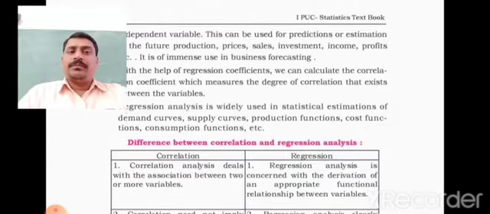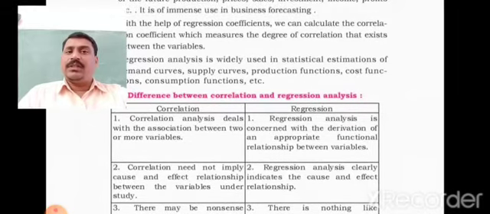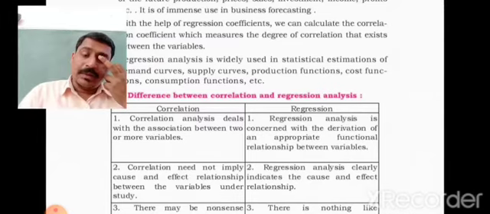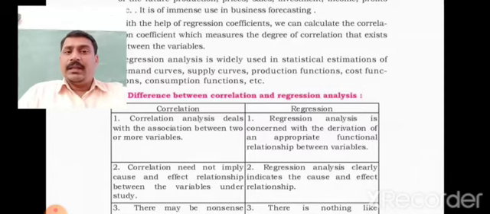Then what is the difference between correlation and regression analysis? First, correlation analysis deals with the association between two or more variables. It tells the degree of relation, whereas regression analysis is concerned with the derivation of an appropriate functional relationship between the variables. Then correlation need not imply a cause and effect relationship between the variables under study, and regression analysis clearly indicates the cause and effect relation.